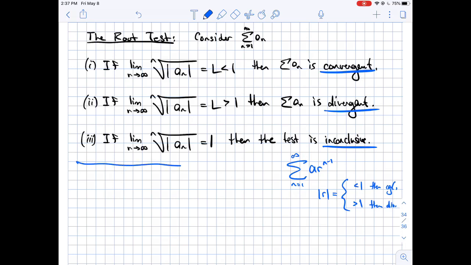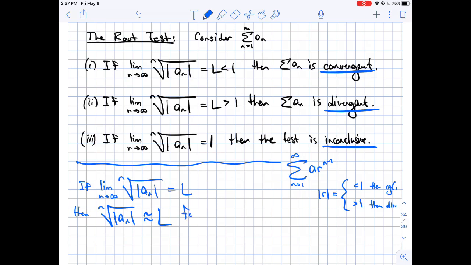For the root test, the idea is this. Again, you need to remember this is not a proof by any means, but this is very much the idea of what is going on behind the scenes in the root test. If we take the limit as n goes to infinity of the nth root of the absolute value of a_n, and we end up getting L, then the idea is that for large values of n, these two are going to be approximately the same. They're going to be very close to each other in value. This is going to be true for large values of n.